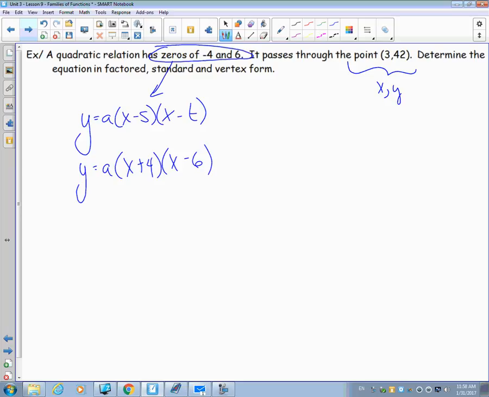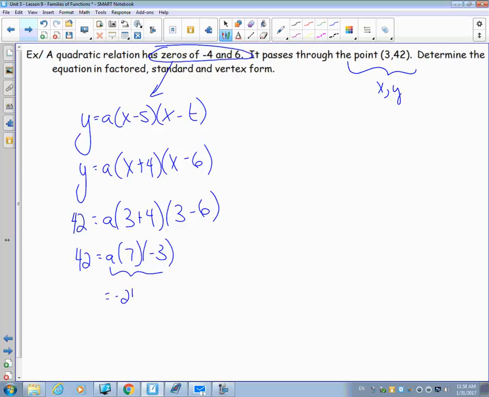To solve for a, we can use a given point. So y is 42 and x is 3. And we're going to do some BEDMAS to solve. So in the brackets, we got 7 and -3. We'll multiply these three things together, and we'll get -21a is 42. And if we solve that, a is -2. So in factored form, I now know -2 bracket x plus 4, x minus 6. That's factored form.